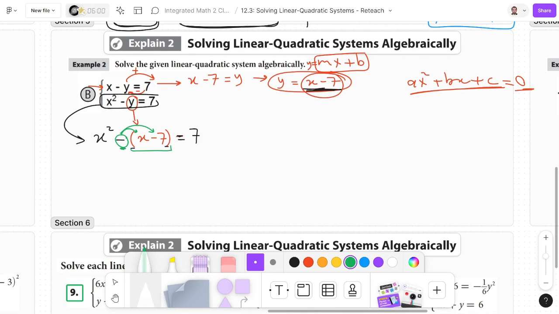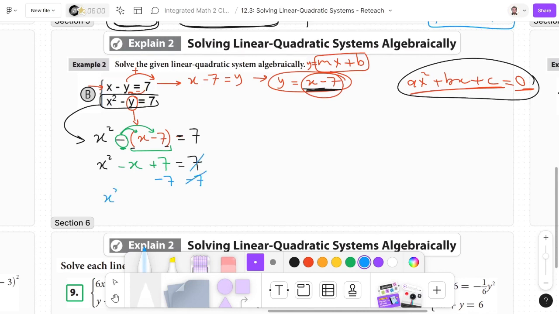So now let's distribute the negative sign. First, let's keep x squared. Then negative times x will be negative x. Negative times negative 7 will be positive 7. See? Then we keep the equation equal to 7. Now, as I told you, we need to make this side equal 0 and make it standard form. So minus 7 from both sides, so we cancel these two out. So now it is x squared minus x, and here 7 minus 7 cancels out, so the answer is x squared minus x equals 0.